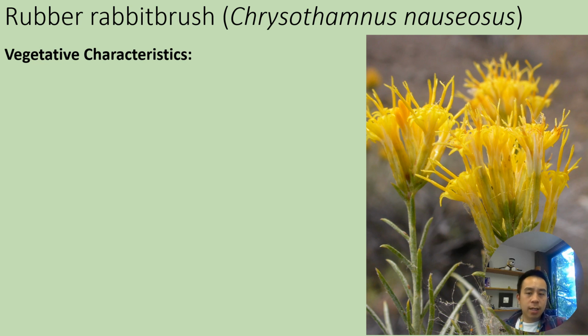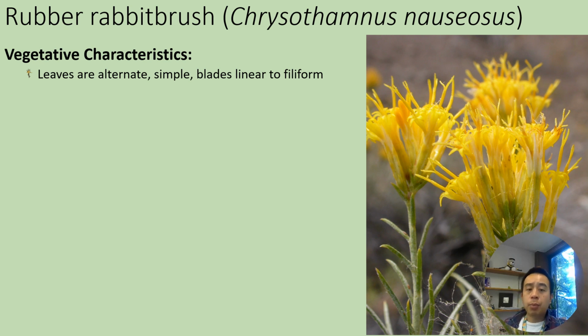Chrysothamnus nauseosus, rubber rabbitbrush, has leaves that are alternate and simple, and the blades are often linear to filiform. The leaves themselves are subglabrous to villous, which means they are mostly not hairy, but they can be a little bit hairy. And they're sessile, which means they're not connected by a petiole. They're directly attached to the stem of the plant, as you can see here.